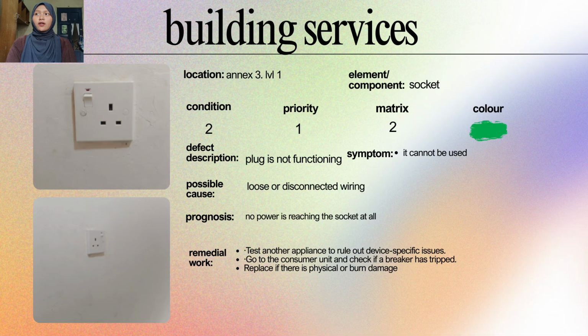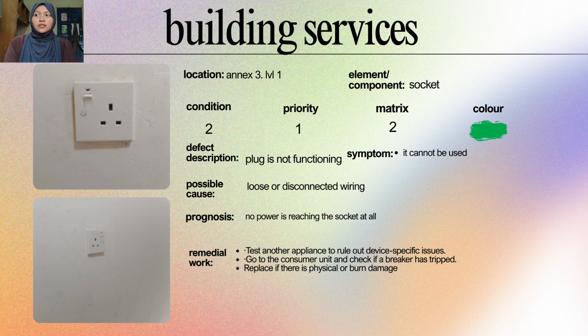The next defect was found at Annex 3 Level 1. The component is socket. The condition is 2, which is routine. Priority is 1, which is normal. Matrix is 2. Color is green, which is good. Defect description. Plug is not functioning. Symptom is it cannot be used. Possible cause is loose or disconnected wiring. Prognosis is no power is reaching the socket at all.